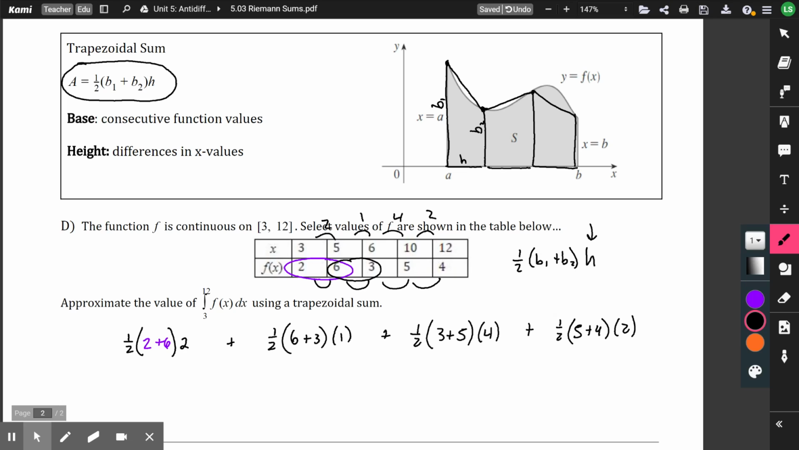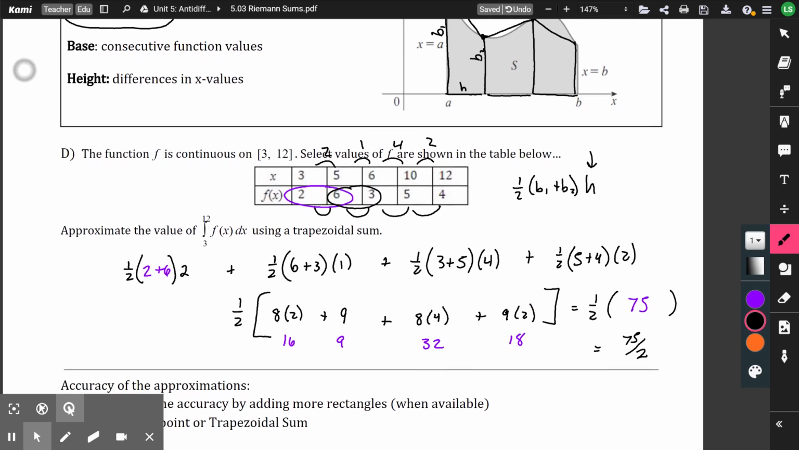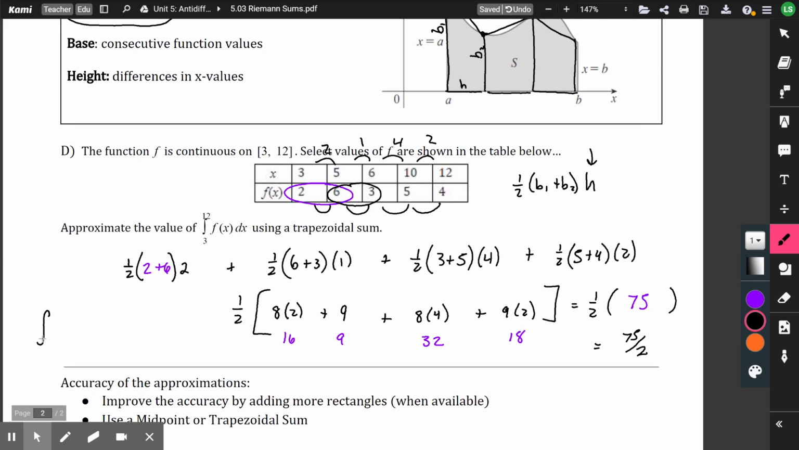Now, what you will notice is they do all have that 1/2. So if you prefer, you can factor out that 1/2 temporarily while you're doing your work, to make it a little easier. So it looks like my approximation is 75/2. Especially if this is a free response question, we're going to write down that the integral from 3 to 12 of f of x dx would be approximated by 75/2.